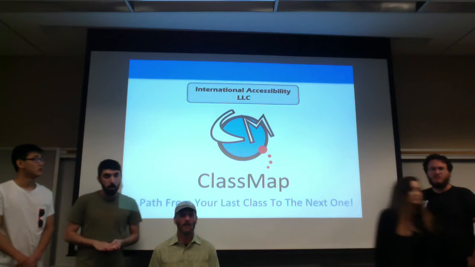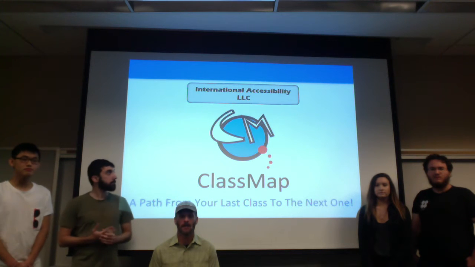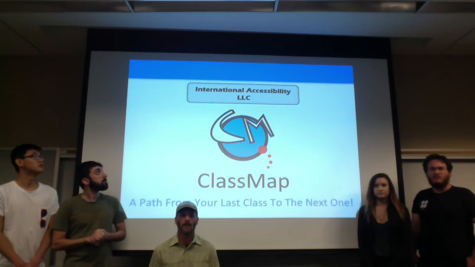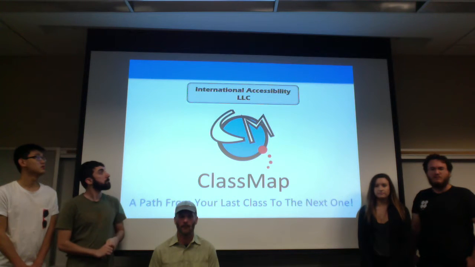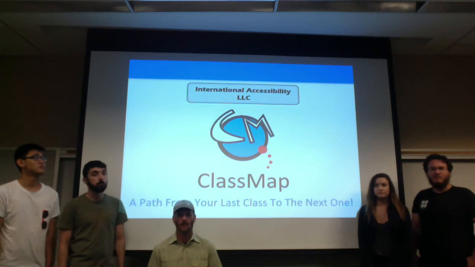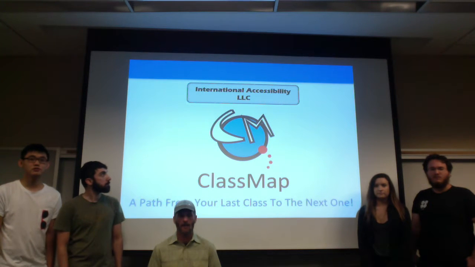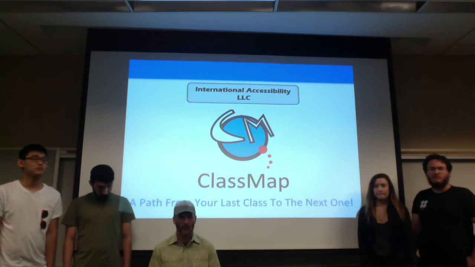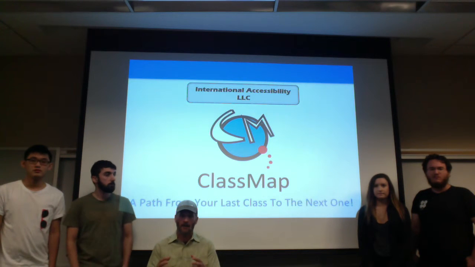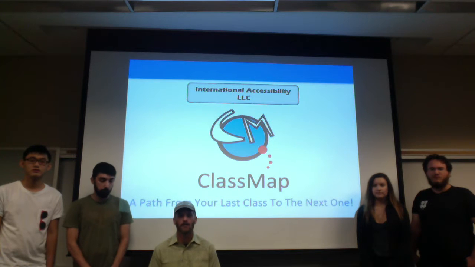Thank you. So the name of our company is International Accessibility, and we're excited to try and solve some of these challenges with a product called Class Map, a path from your last class to the next one. Basically we're trying to solve two main problems. The core problem is basic navigation while on campus. Currently that is solved by either using the static map on asu.edu or with Google Maps. And the challenge with both of those solutions is that they provide you a rudimentary building mapping on campus, but they don't provide any more granular instruction with that.